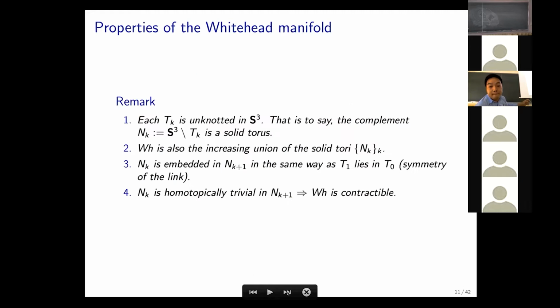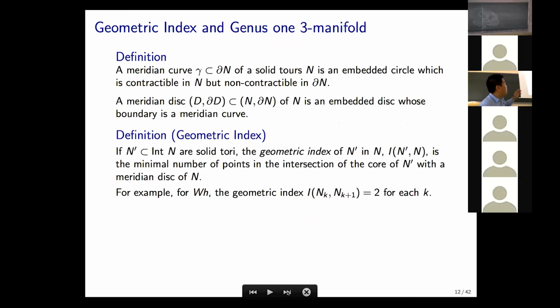So for example, in the Wang manifold, the geometric index of N_k in N_{k+1} is equal to 2 for each k. This is important for the proof.